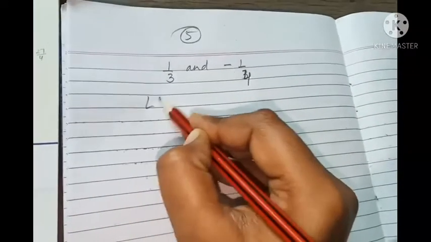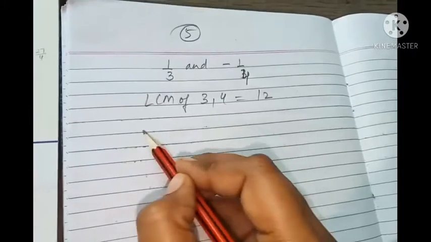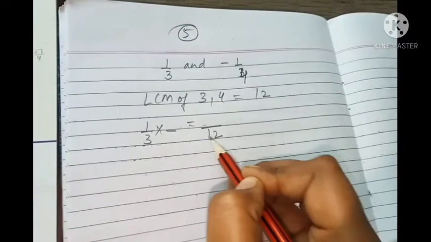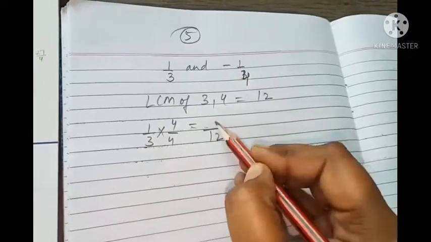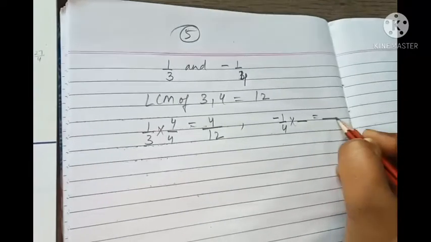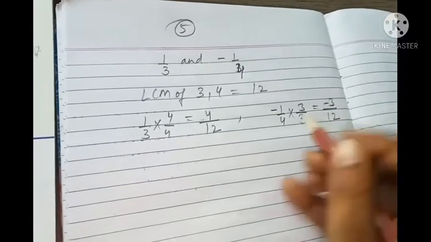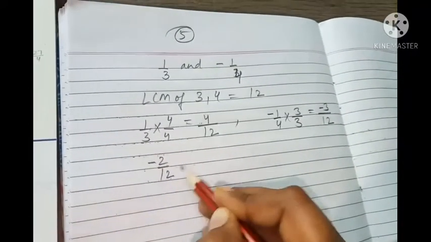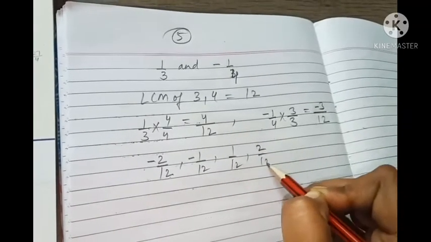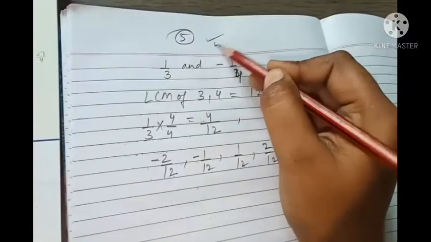So you need to find the LCM of 3 and 4 first. Okay, which is 12. Just make this 1 by 3. So I should multiply it with what? So that I get 12 in the denominator, I will multiply it with 4. So this will be 4 by 12. Minus 1 by 4, multiply it with the number so that it will get 12 in the denominator. So 3. It will be minus 3 by 12. So you can say that minus 2 by 12 is there, minus 1 by 12 is in between, 1 by 12, 2 by 12, 3 by 12. So you will get 1, 2, 3, 4, 5 numbers. Right? You are getting all these numbers.